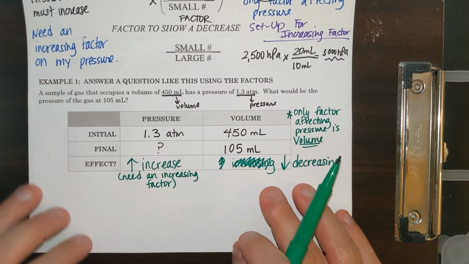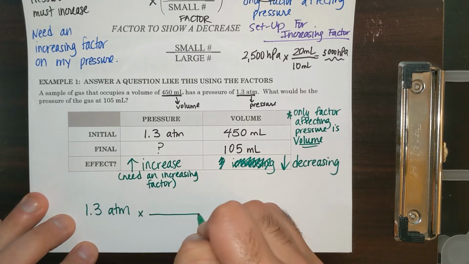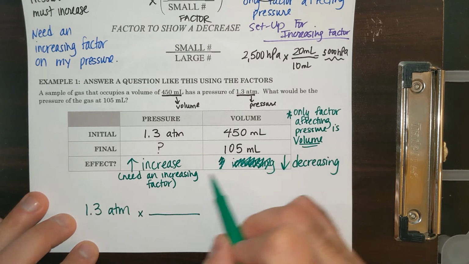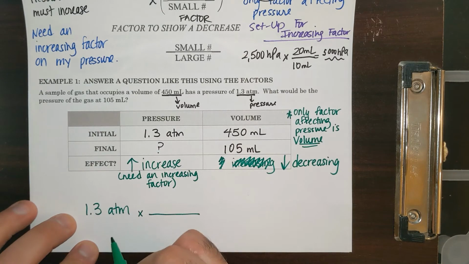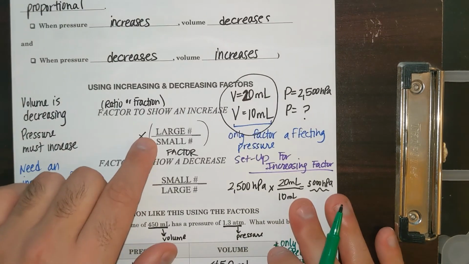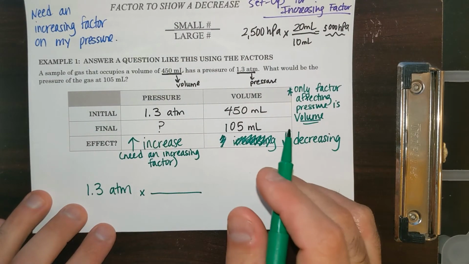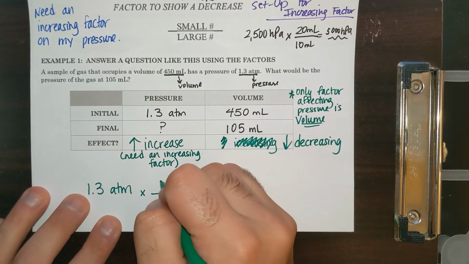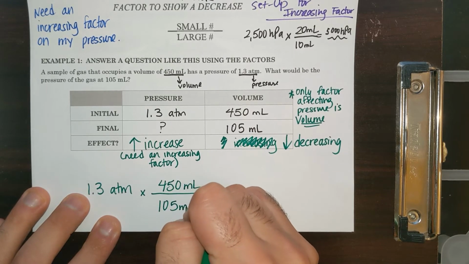And so the way that I start setting this up is I start with 1.3 atmospheres because I need to show an increase in my pressure. If volume decreases, my pressure is going to increase. So I need to show an increase on my pressure, so I need to multiply by an increasing factor. Up here, an increasing factor is a large number over a small number. So my large number is 450 and my small number is 105. So I do 450 milliliters over 105 milliliters.